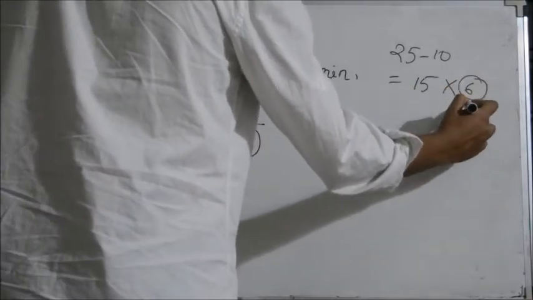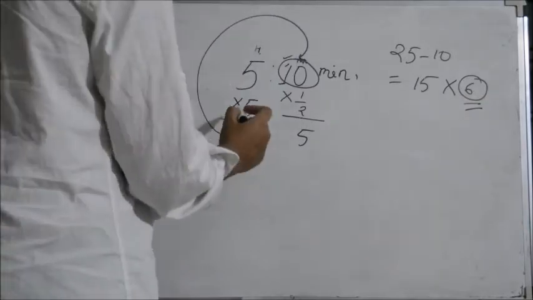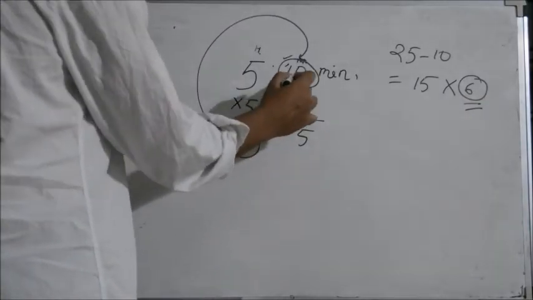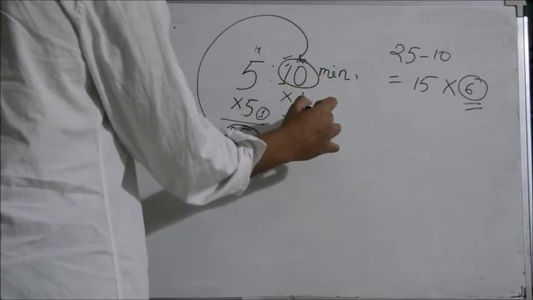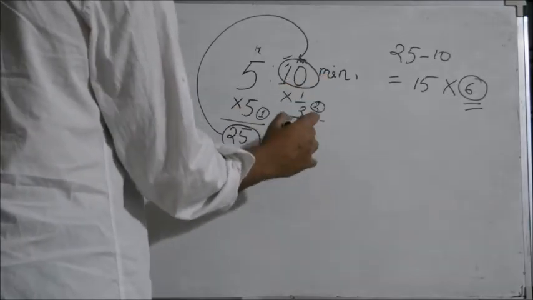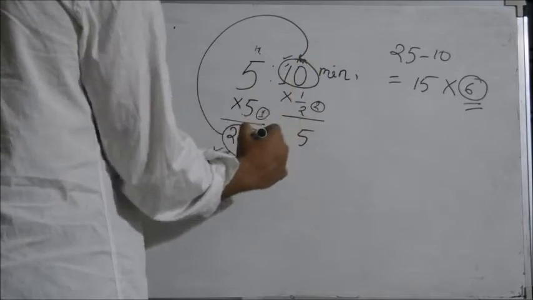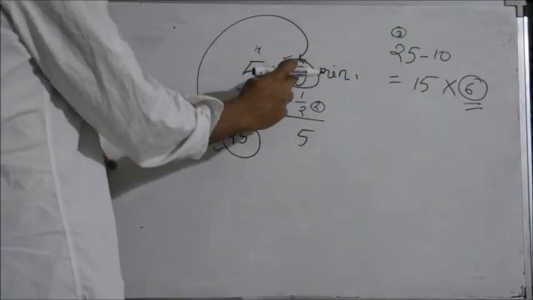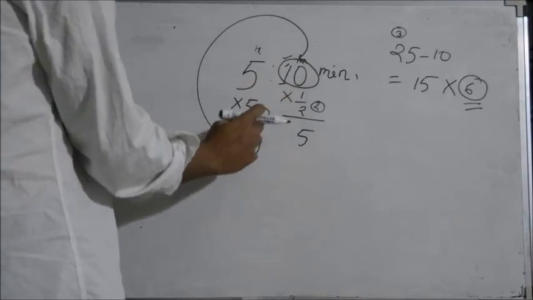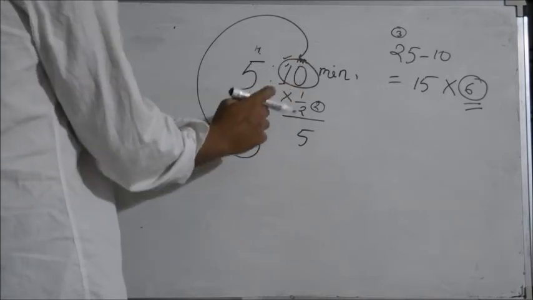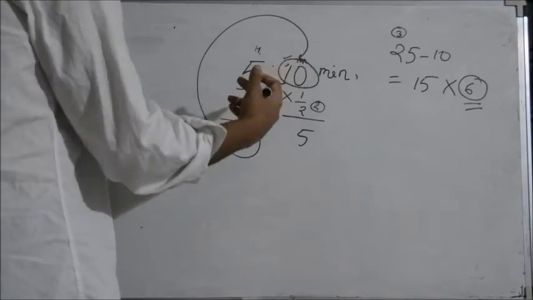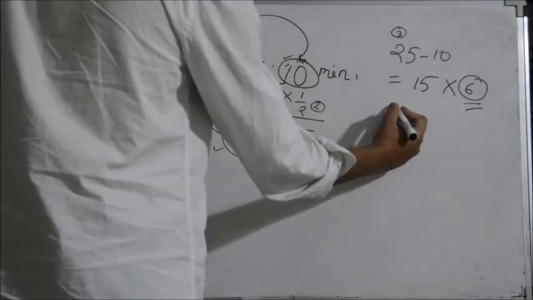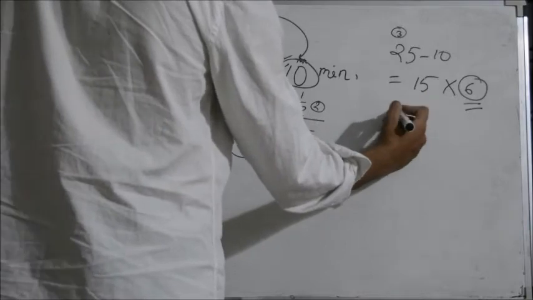Remember the steps again. Step number 1, multiplying with 5. Second step, multiplying the minute hand with 2... I mean, with half. And now this is the third step again: 25 minus 10. Whichever is greater, we will subtract the smaller number from that. Now 15 into 6 is equal to 90.